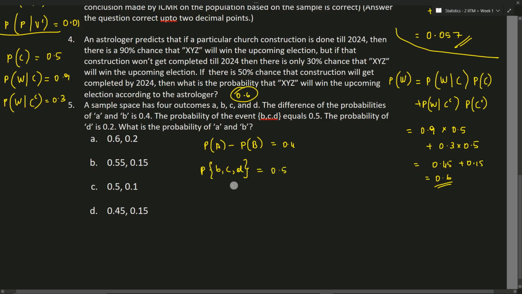So what is A complement? A complement is nothing but B, C and D, right? So this is nothing but probability of A complement. So what is probability of A then? Probability of A is nothing but 1 minus probability of A complement. So that is nothing but 1 minus 0.5, so that is 0.5.